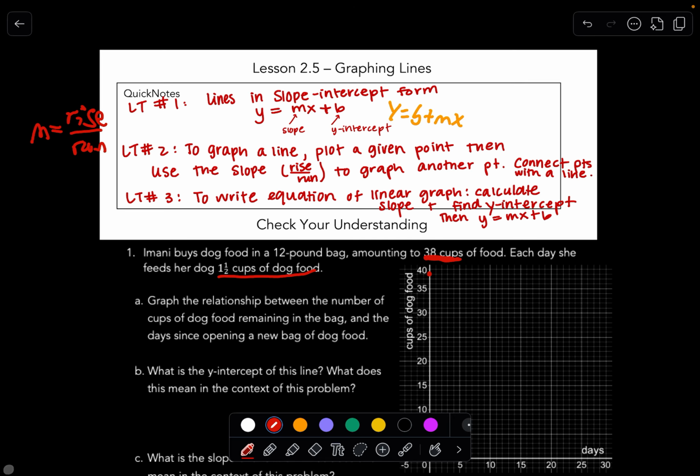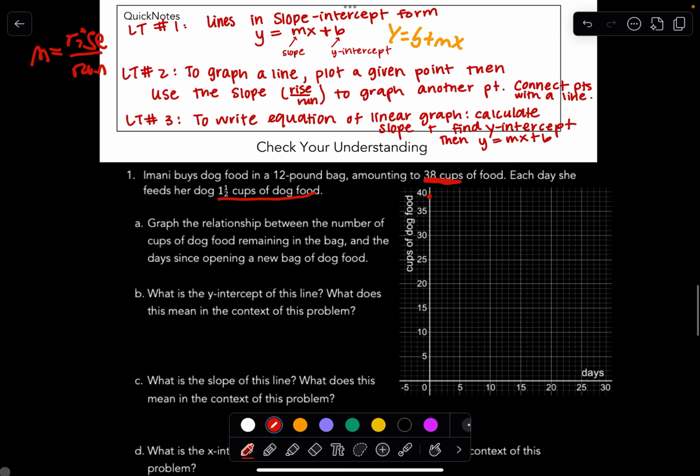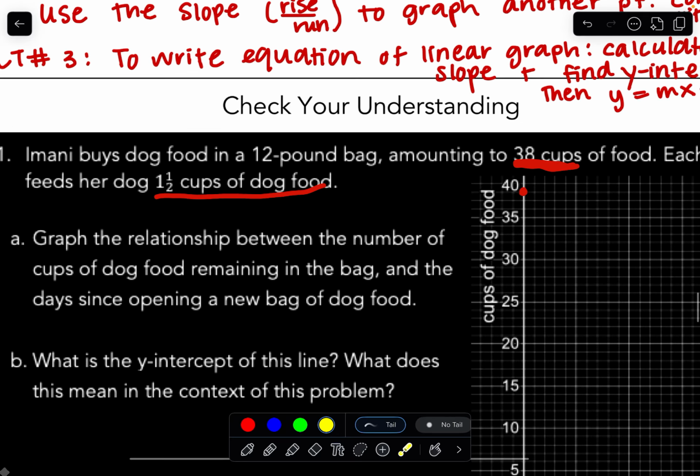And then it says for every day, you drop 1.5. Now, that's a little bit of a pain, because if you look at this and you go over 1, you'd have to go down 1 and then a little bit halfway between the next. It's a bit painful to do that. So what I would argue is try to figure out a way of turning 1.5 into a ratio of 2 integers, so you can just go down or up so much and then over to the right so much.